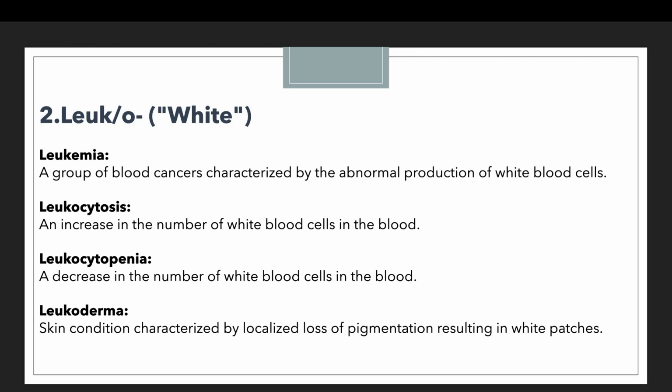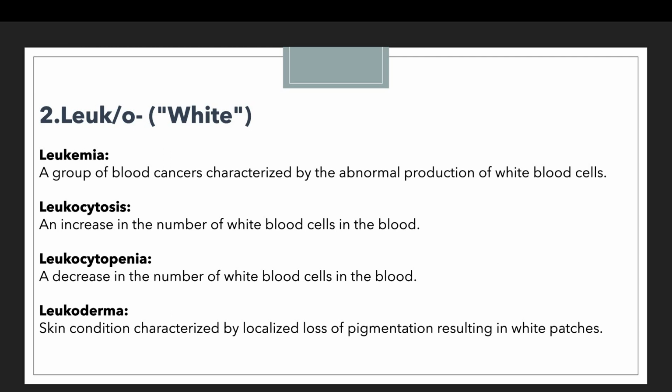Likewise, we just discussed the red color. Likewise, if you want to showcase something as white, then in that case you can utilize the prefix leuk or leuco. The first example is leukemia. Now, what is leukemia? It is a group of blood cancers characterized by the abnormal production of white blood cells. So it is a kind of disease, blood cancer, which is characterized by the abnormal production of white blood cells. So just to denote white blood cells, we are talking about leuk or leukemia. Leukemia is a complete terminology and leuk is a prefix.